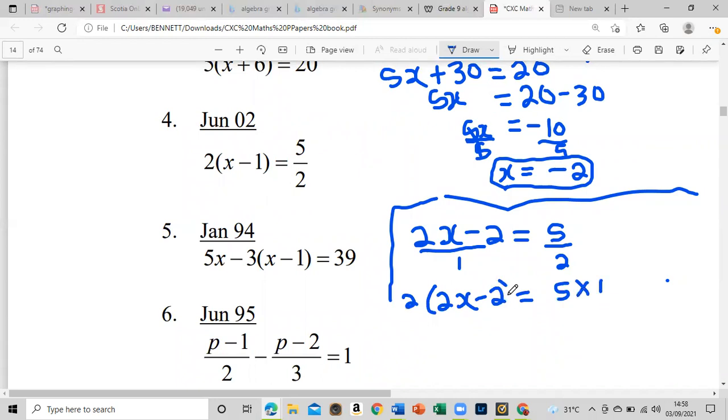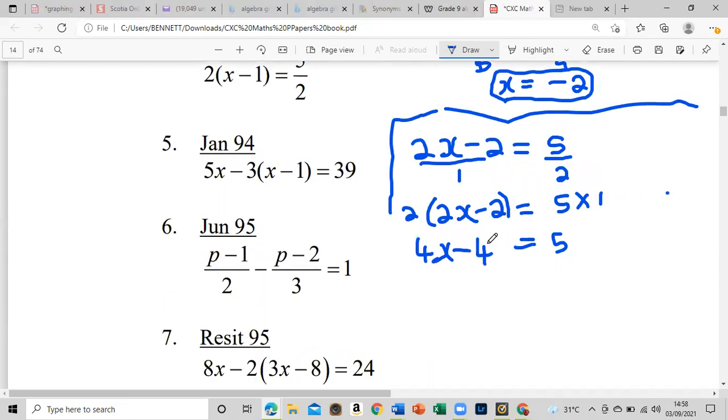And then 5 times 1. So expand the bracket now. 2 times that will give us 4x. 2 times negative 2 will give us negative 4. And that would equal 5. Again, guys, this is the hardest way that I choose. But I've done it a long time. So we get rid of this 4 by adding 4. What we do to one side, we do to both sides. So we add 4 here. So this is going to give us 4x is equal to 5 plus 4 is equal to 9.